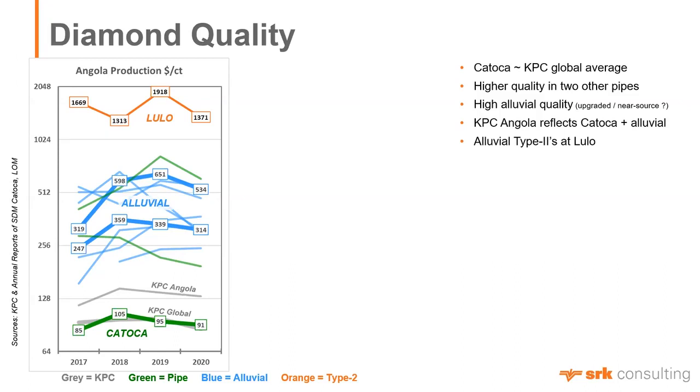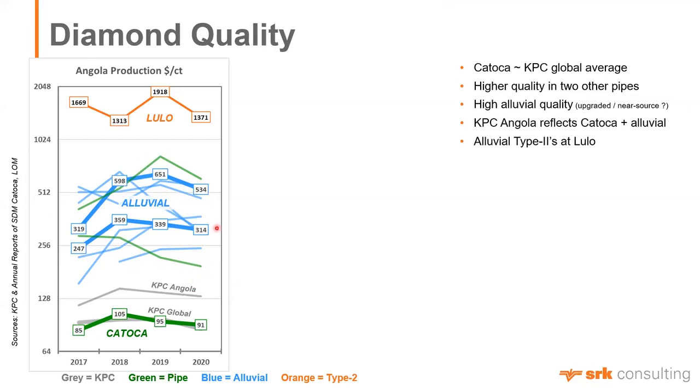Starting at the bottom there, you can see that the price point for diamonds from Katoka in bold green is similar to the global price for diamonds, the KPC diamond number. There is a higher quality in 2 other pipes. These are them over here in green. This one over here is Kamutwe. It's a low-grade producer, but it's got very nice diamonds in the north of Angola. This one here is Kamachia, formerly known as Luo. It's got a slightly lower price point.